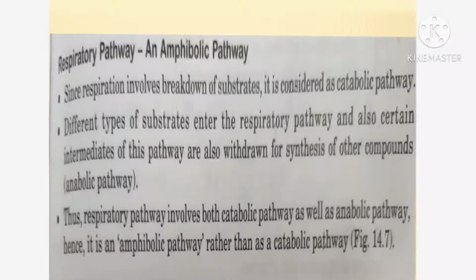Respiration in plants, a small part of the chapter is left. So let us complete today and we will start with the next chapter. Okay. So respiration in plants, we have covered Krebs cycle. Thereafter in the last class we covered ETS, then oxidative phosphorylation. Now we are moving on to the last part of the chapter, that is respiratory pathway and amphibolic pathway.